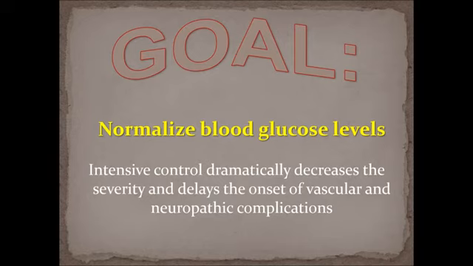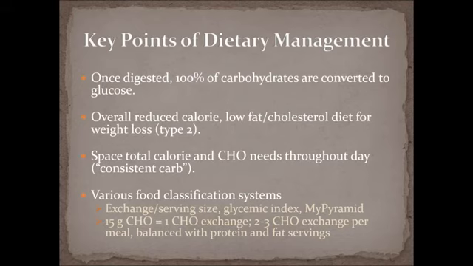Again, as I mentioned before, the goal is to normalize the blood glucose levels. We want to keep their A1C below 7. We know that the research supports intensive control is going to decrease the severity and delay the onset of those complications that I was talking about, the macrovascular, the microvascular, and the neuropathic complications. So let's switch gears and talk about the different prongs of treatment. And we'll talk a little bit more in class, but some key principles of dietary management for your diabetics.